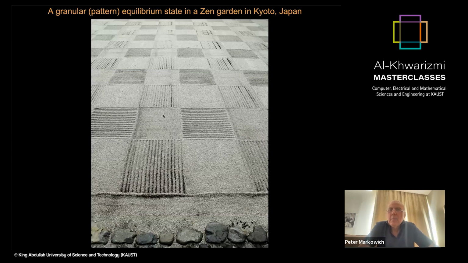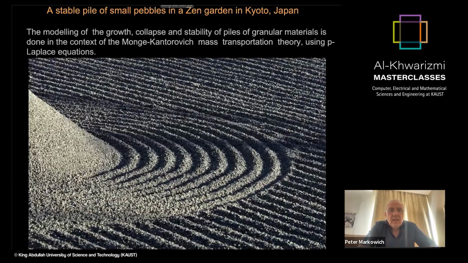Yeah, here is another granular pattern, an equilibrium state. This is a picture of a Zen garden in Kyoto in Japan. Again, the principle is the same. Granular material is put into a certain shape, right? And the shape remains stable. Of course, trivial to say, you cannot do this with fluids in general. You can only do it with granular materials. So here you have an interesting phenomenon.